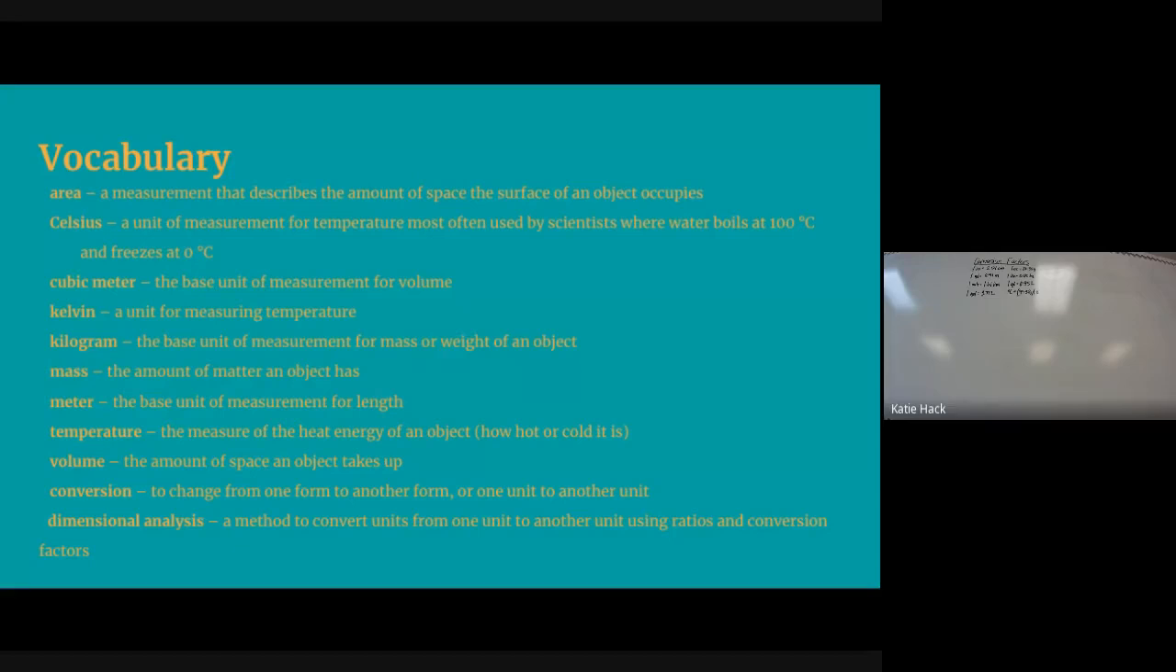So you can take, say, a rock, you can fill up a graduated cylinder, write down the volume, place that rock inside the graduated cylinder, and then write down the new volume, subtract the two, and that's the volume of the rock.